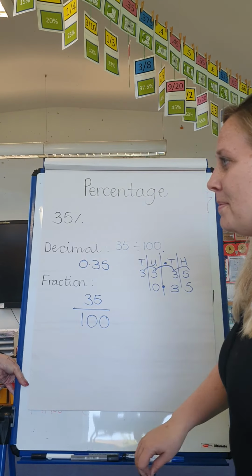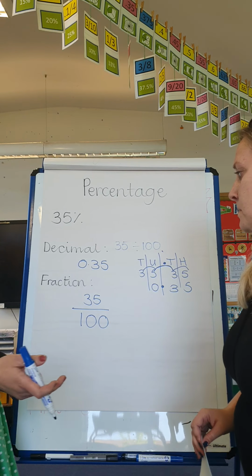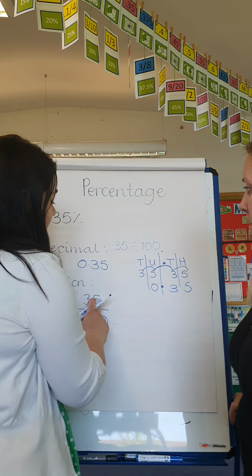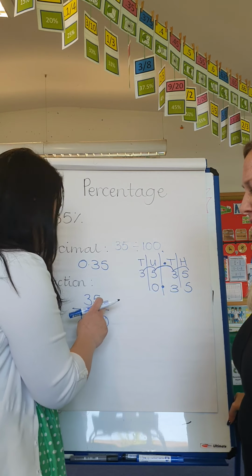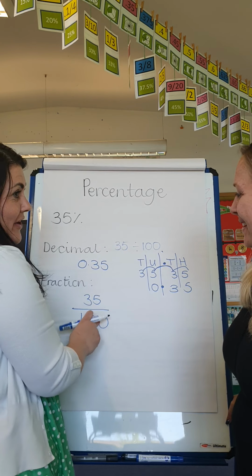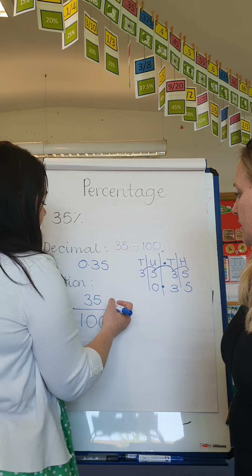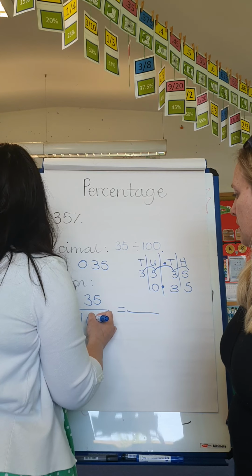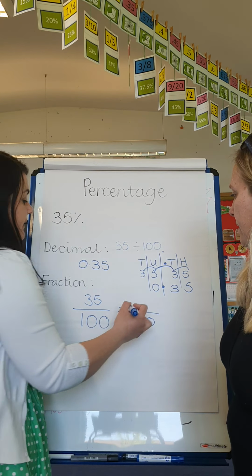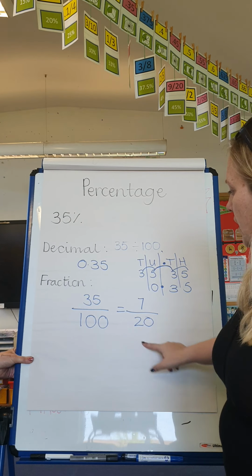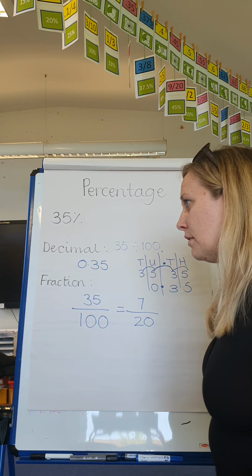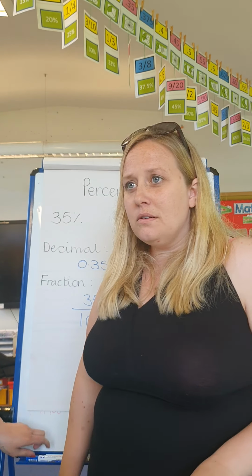You could, I suppose, simplify it. Just simplify it. 35 and 100, 5 goes into both. So 100 divided by 5 is 20, and 35 divided by 5 is 7. Can you do it any further? No, because 7s don't go into 20. So it's 7 over 20.